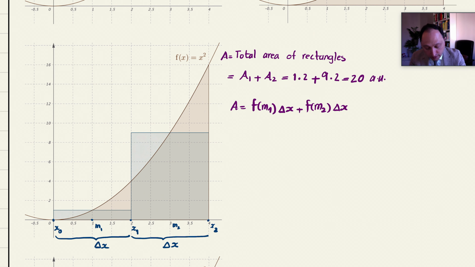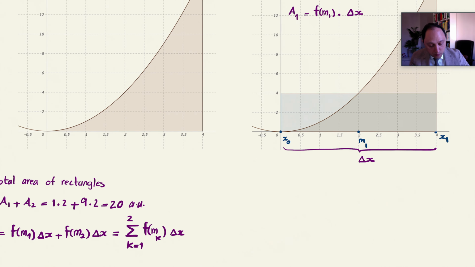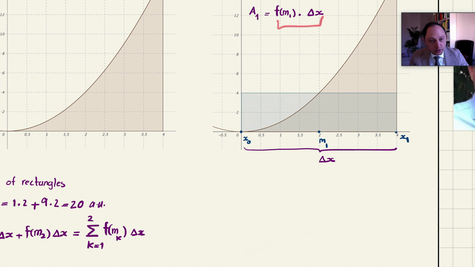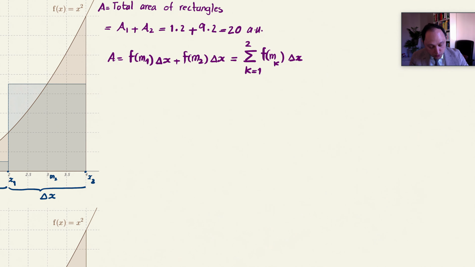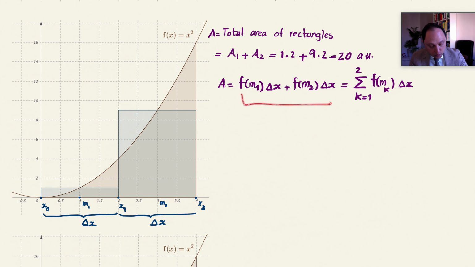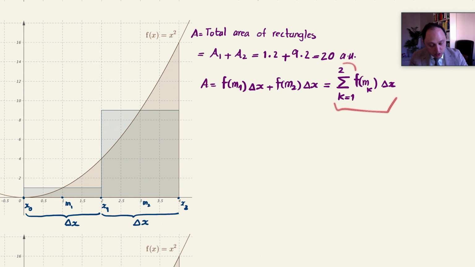Okay, I can write this using sigma notation. So this becomes sigma, k goes from 1 to 2. Then I would write f of m sub k delta x. This sum is called the Riemann sum. The Riemann sum was only one term in the first situation. Now it is 2 terms in this new situation. So this sigma is a sum.